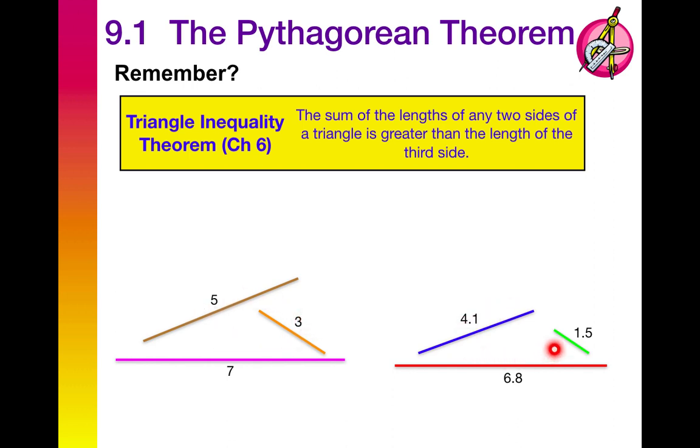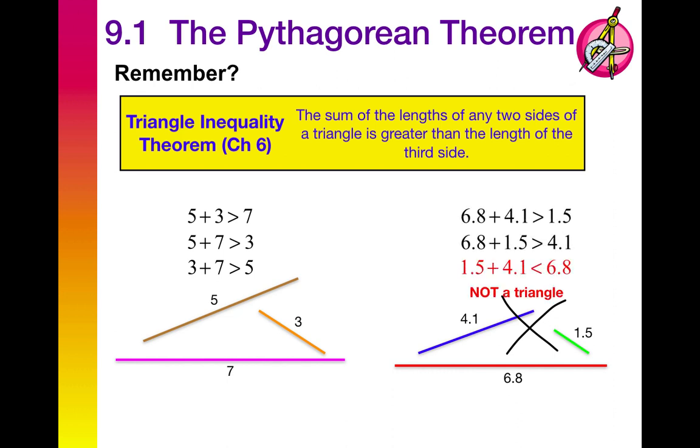On the other hand, over here, the lengths of the 2 shorter sides, when I add them up, don't come close to the third side. Therefore, I cannot make a triangle out of this. Now, if I have the ability to make a triangle out of the first one, so there's my proof.